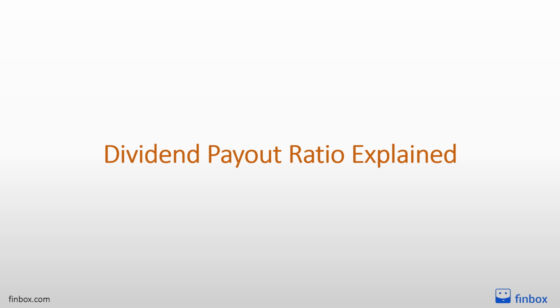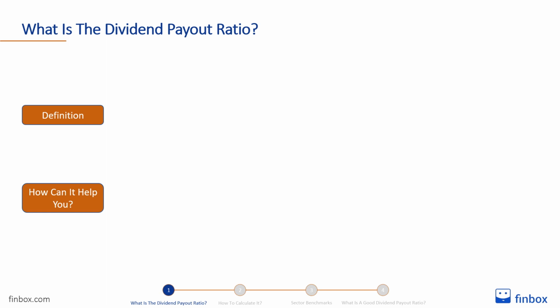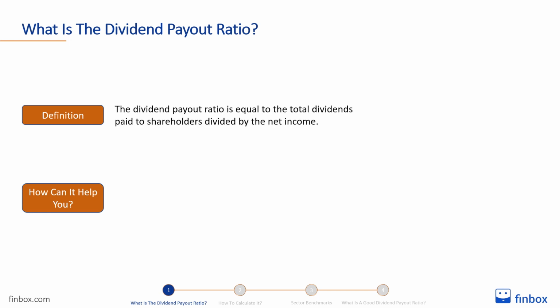In this lesson, you will learn how to use the dividend payout ratio to spot a risky dividend before it's too late and determine if a company's distributions to shareholders are sustainable in the long term. The dividend payout ratio is a popular financial metric that is equal to the total dividends paid to shareholders divided by the net income. If you are an income investor and you want to pick only the best dividend stocks, the dividend payout ratio can make the difference between great and bad investment decisions.